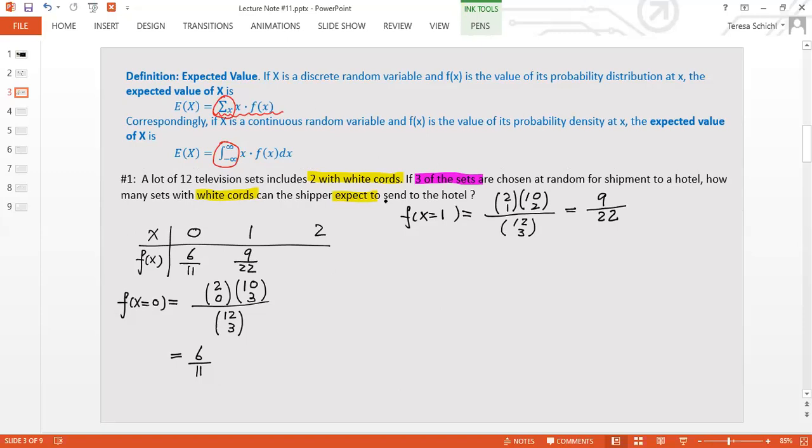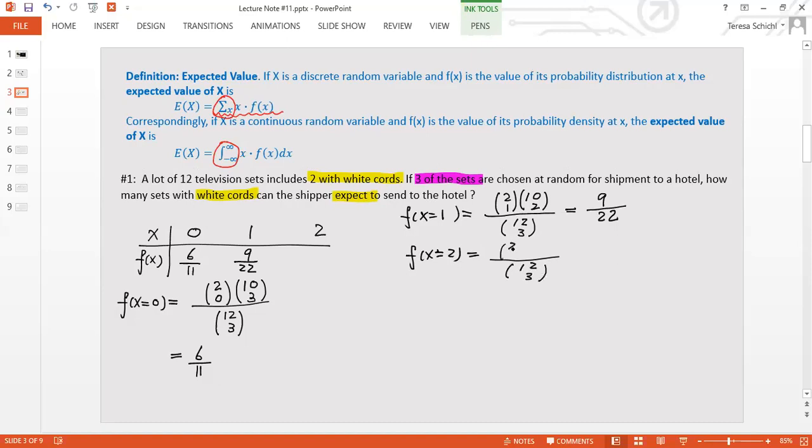Okay, now let's see here, f of x equal to 2. So f of x equal to 2 means 2 white cord. What do I need to do? You take 12, you take 3.